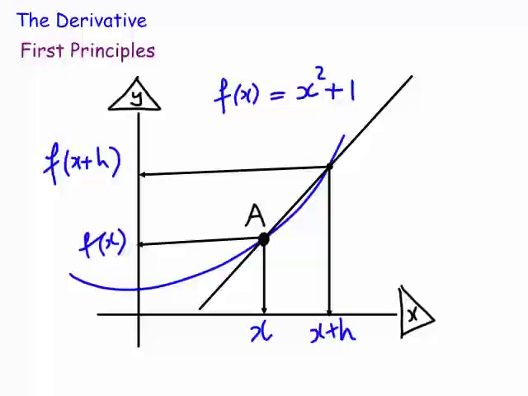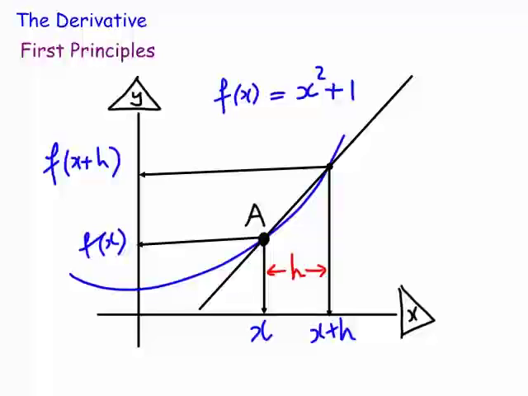Now, how do we generate a formula for the gradient? It'll be f of x plus h, minus f of x, all over the run, which is just h. That would be the gradient of that line. Now what we have to do is shrink this width h, and see what that would look like.